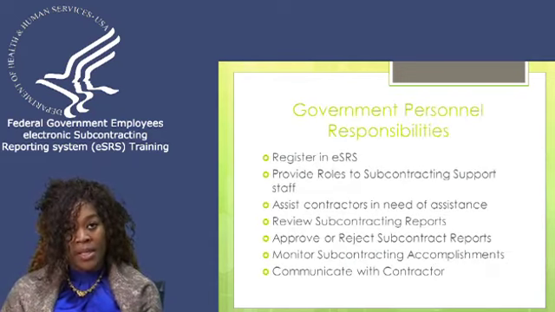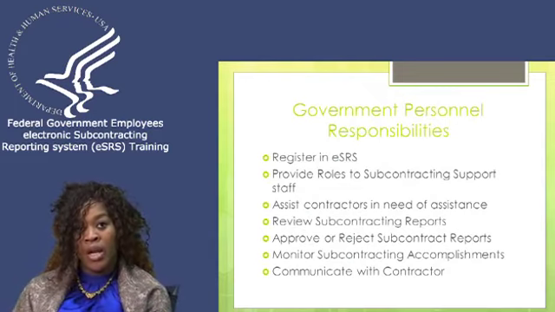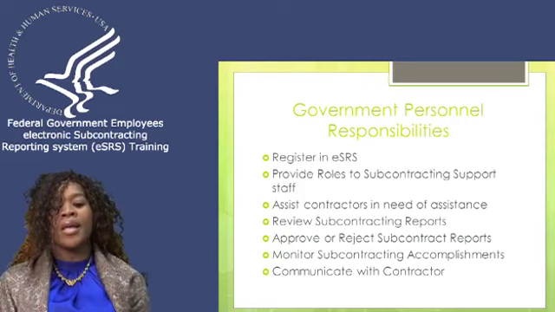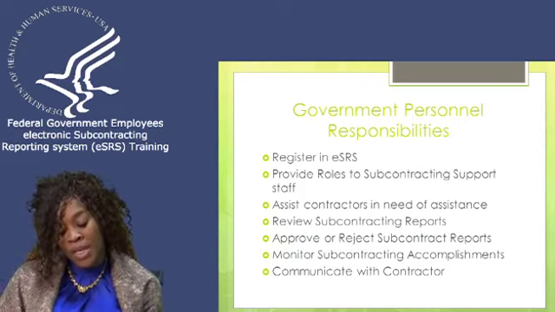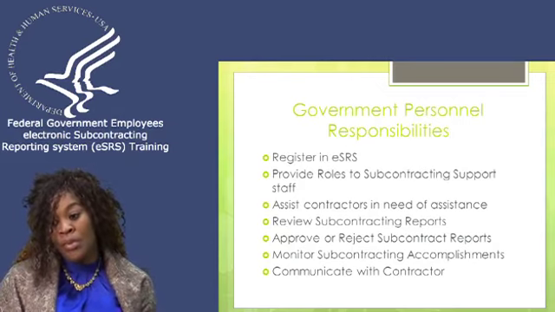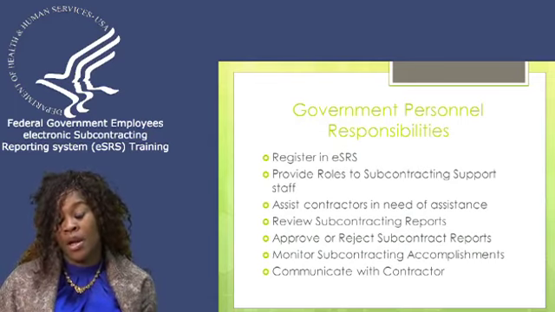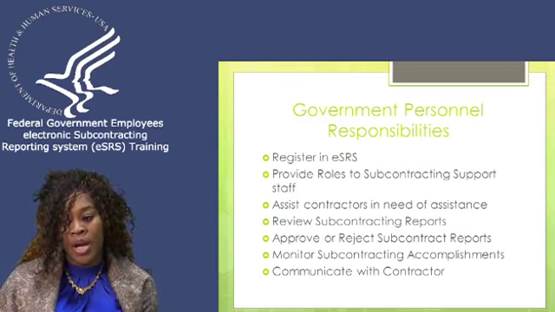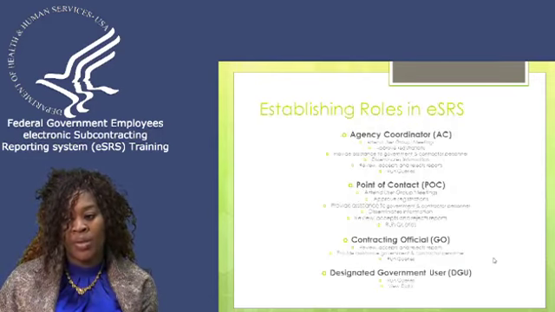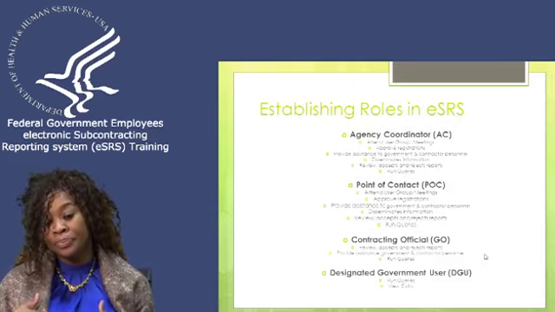The government's responsibilities are to register in eSRS, provide roles to the subcontracting support staff, as well as assist contractors in need of assistance, review subcontracting reports, approve and reject those subcontracting reports, monitor subcontracting accomplishments, and communicate with the contractor. We ask that you do all of this in the eSRS subcontracting system, and I will be showing you that system so that you'll understand how that is done.